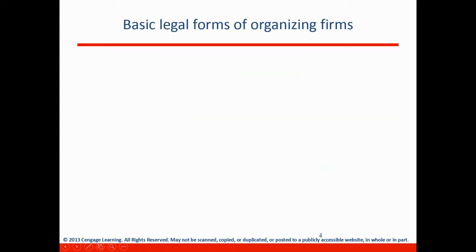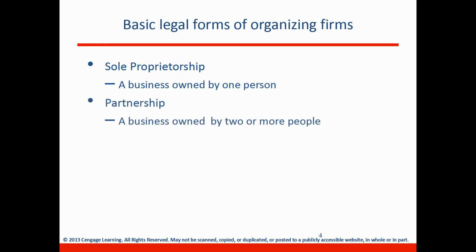All right, so our next subject is the major legal forms of organizing firms. The first one is called a sole proprietorship. It is a business owned by one single person, and sometimes it is called an individual business. The second form is called a partnership. It is a business owned by two or more people. So you have two or more owners for the business.